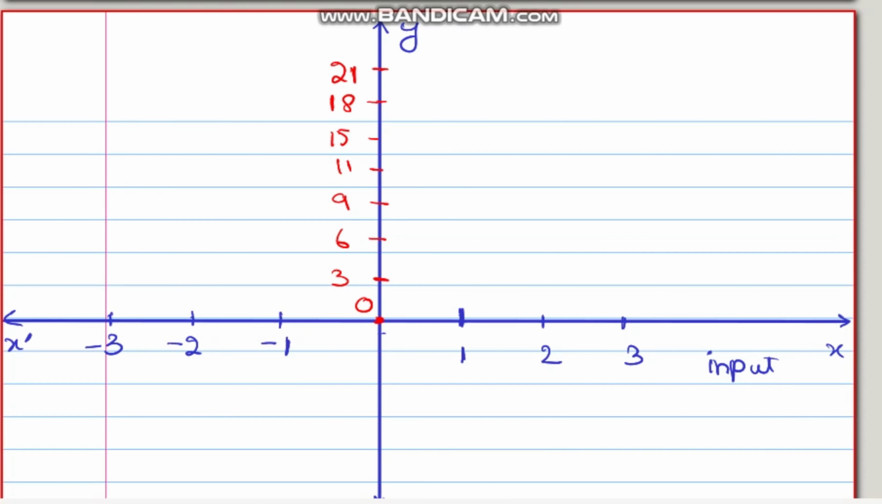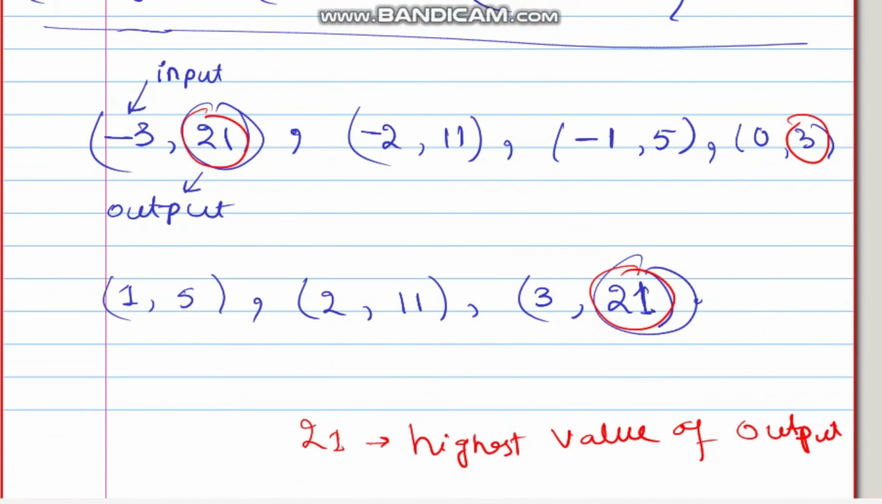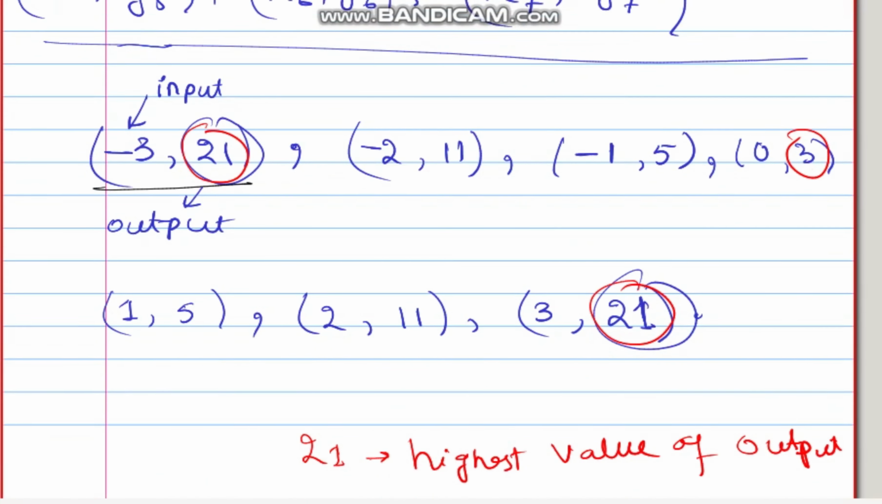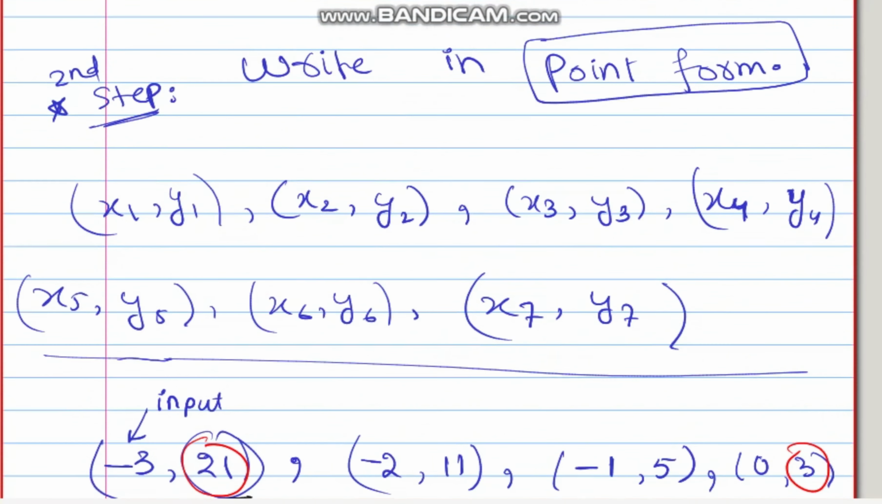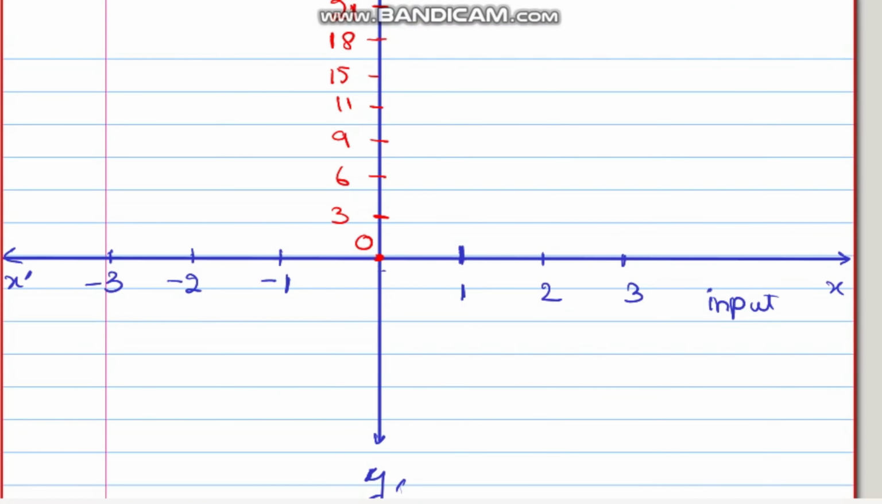Now just draw the points. How can we draw the points? We know point number one. What is point number one? It is x equal to minus 3 and y is 21. First of all, find the x minus 3. Minus 3 is here.